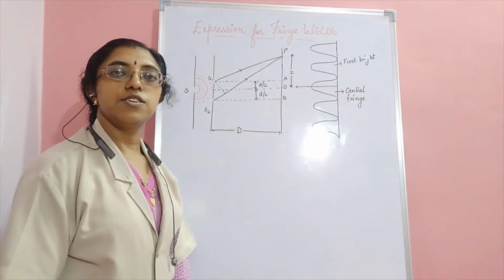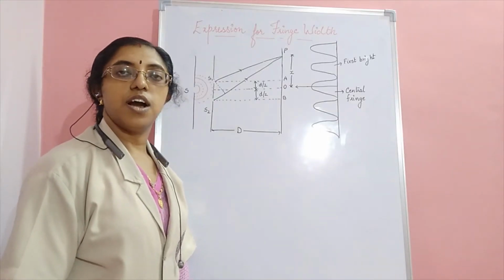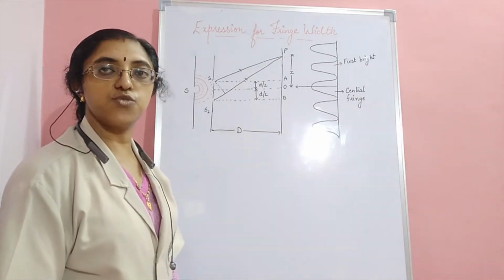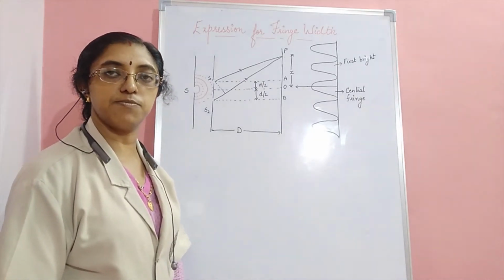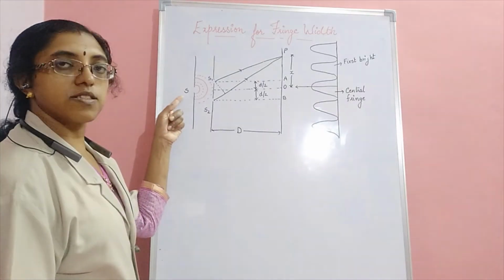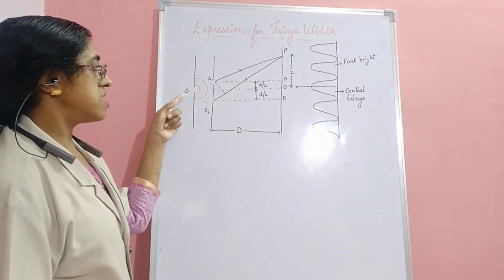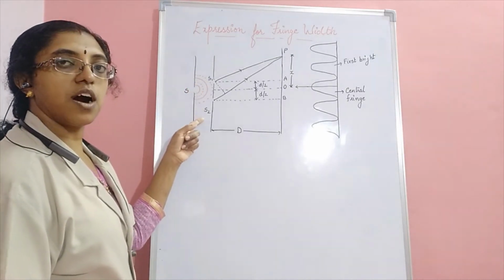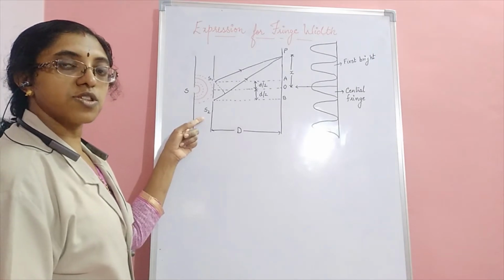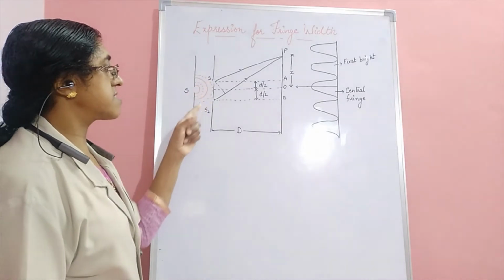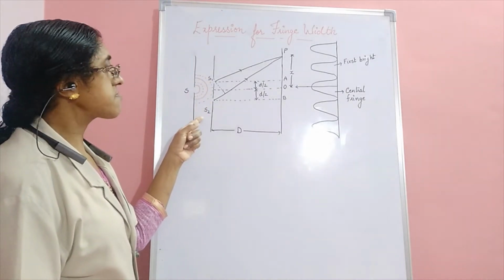Hello everyone. Today in this video I'll be explaining how to derive the expression for fringe width in Young's double slit experiment. For this experiment, S is the source of light, which is a primary source. S1 and S2 are the sources which act as coherent sources and emit the secondary wavelets.